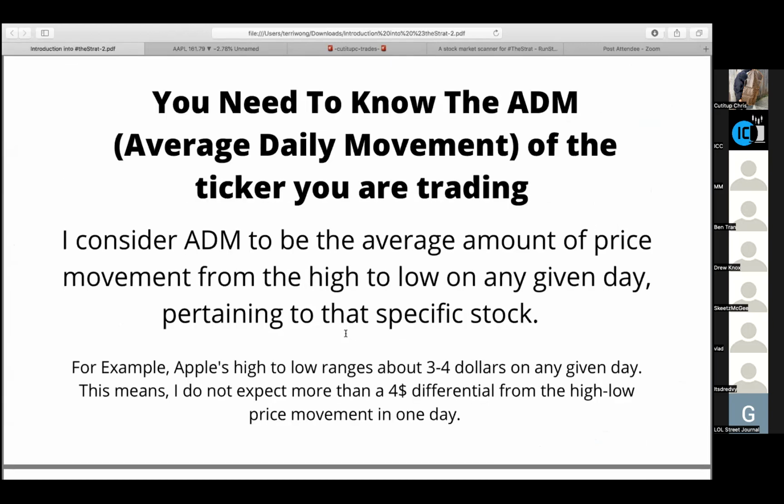So hold on one sec. Shit. All right, so does that make sense? Does that make sense in terms of the differential between how much I expect a stock to move on any given day? Apple daily movement is about $3 to $5.